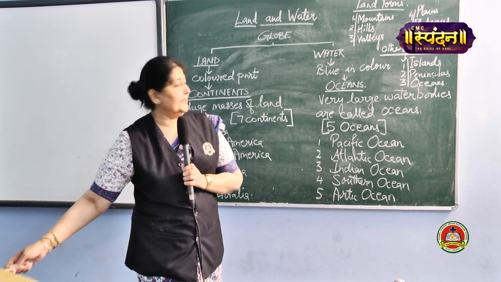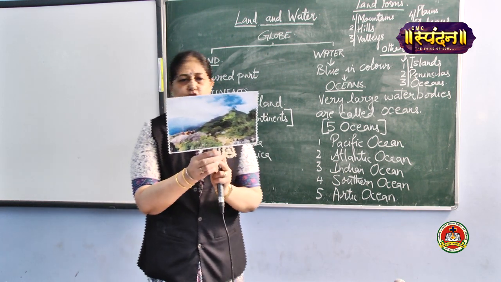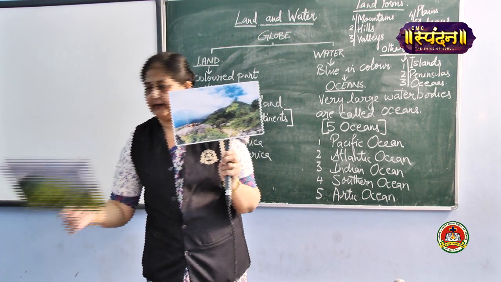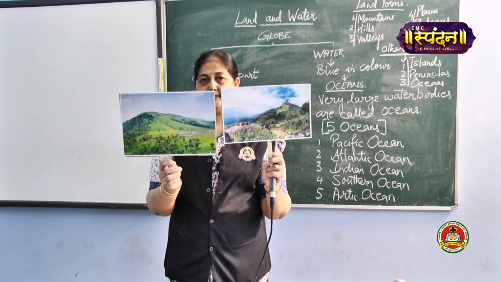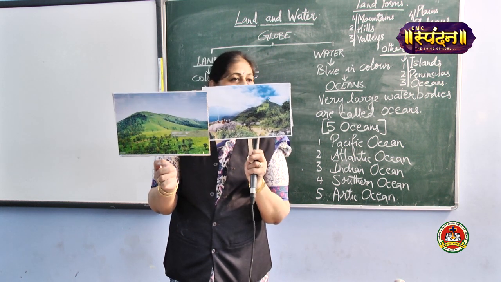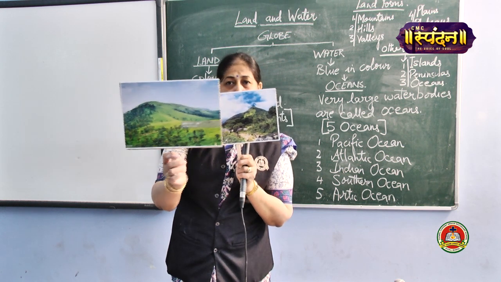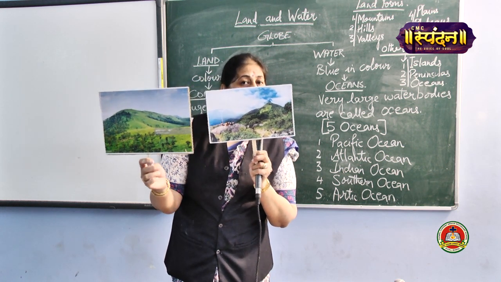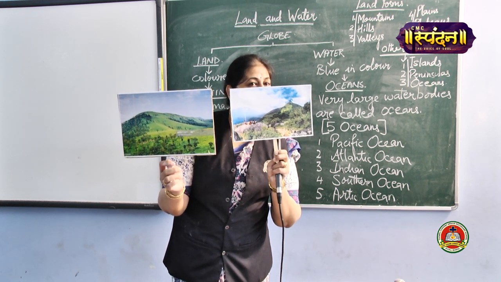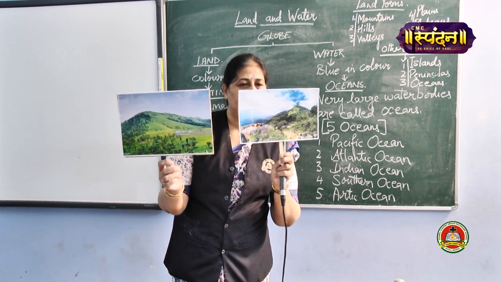Then we come to hills. What are hills? See children, this is a hill and this is also a hill. Hills are also raised landform, but they are smaller than the mountains. Okay? And they are not even steep and they do not have peaks. Correct?